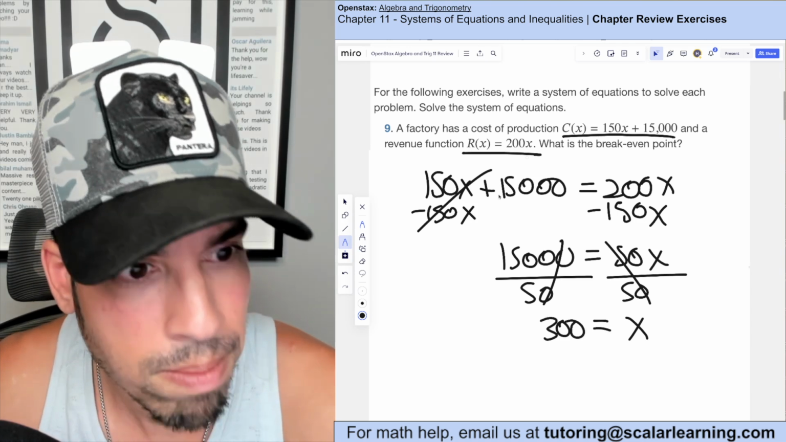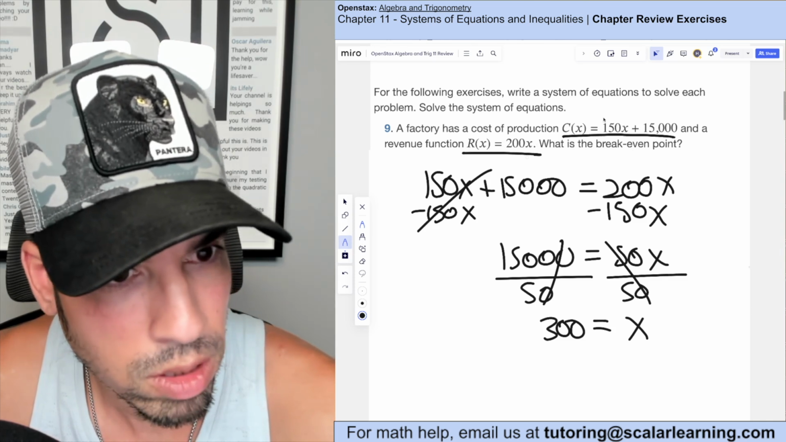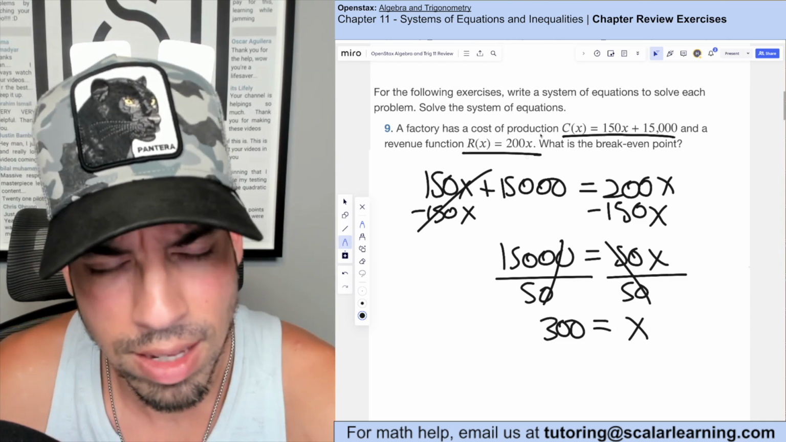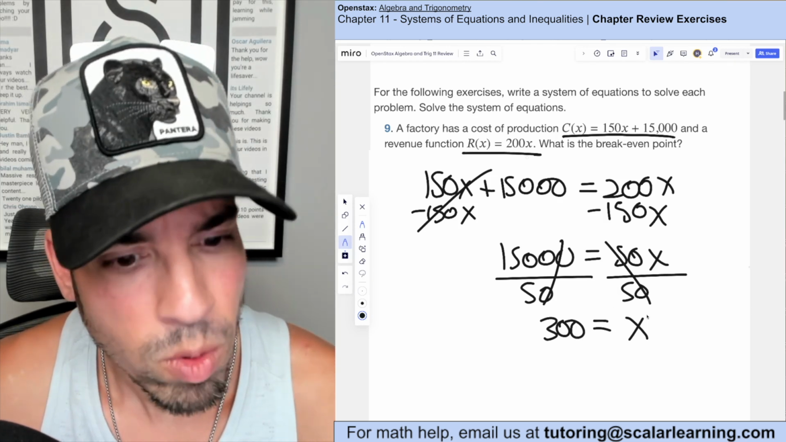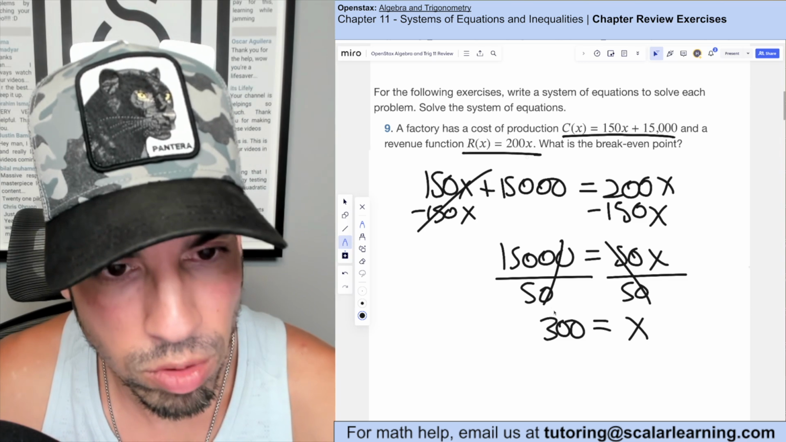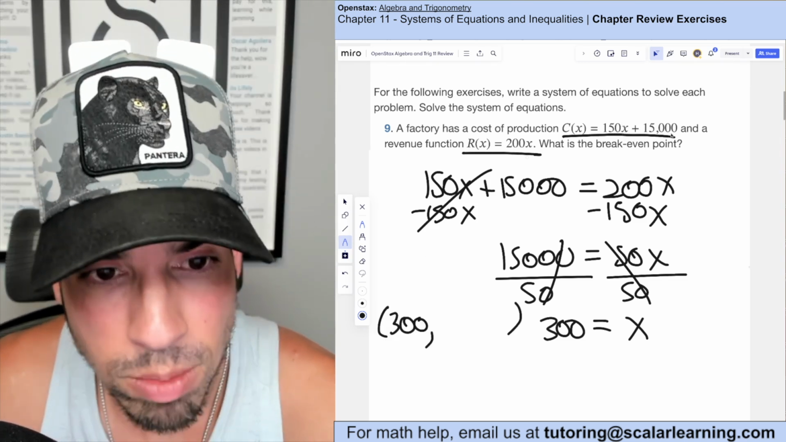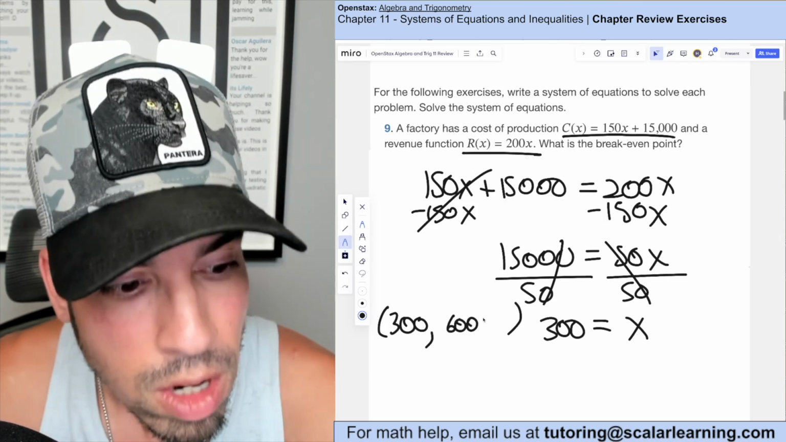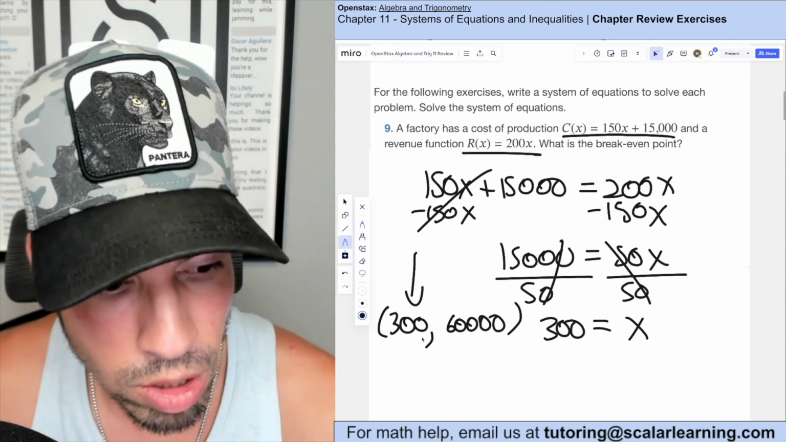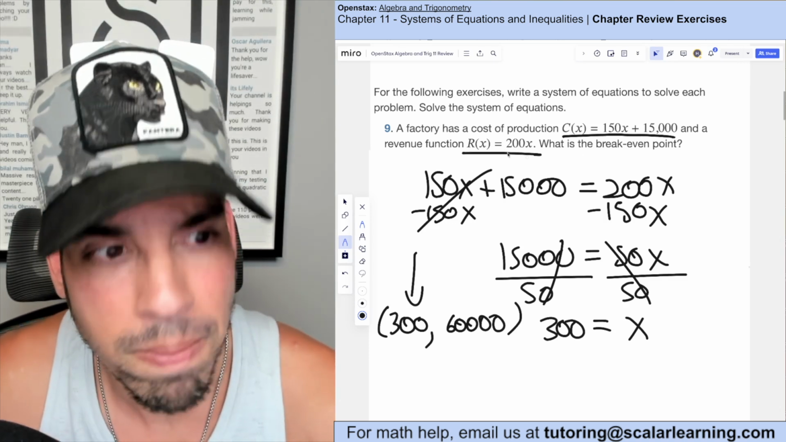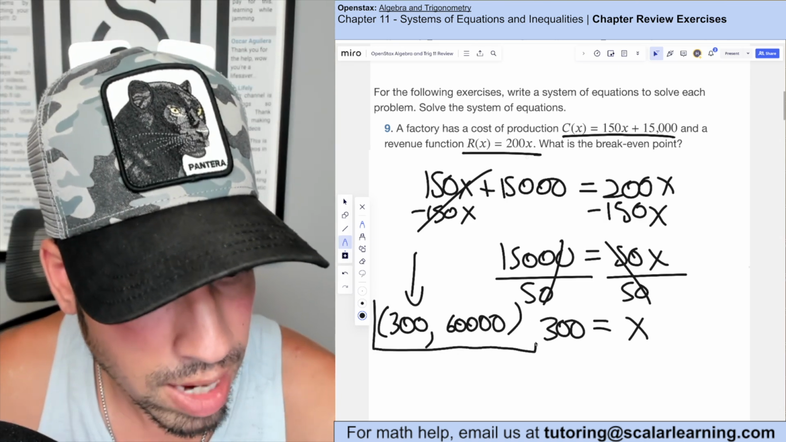So that means the break-even point occurs when, let's see, does it even say what x stands for? I assume x is the number of units produced. So the break-even point occurs when we make 300 units, and 300 times 150 is 45,000 plus 15,000, which is 60,000. So x is 300 and the y value is 60,000, meaning the revenue and the cost will equal 60,000 at that point. That's how you do it.